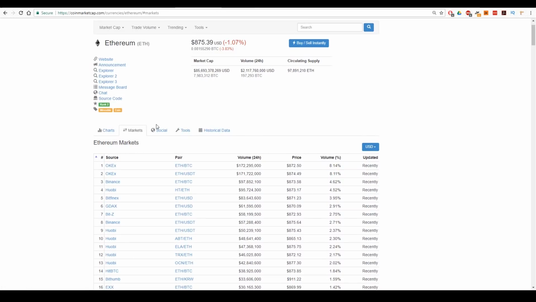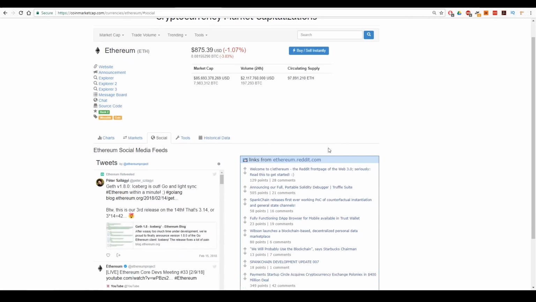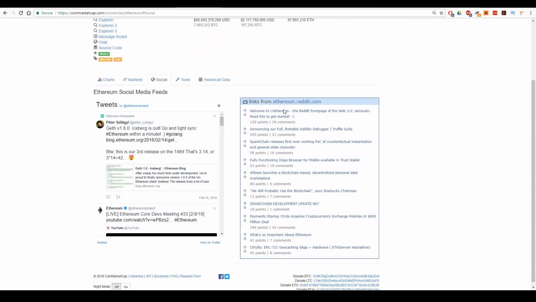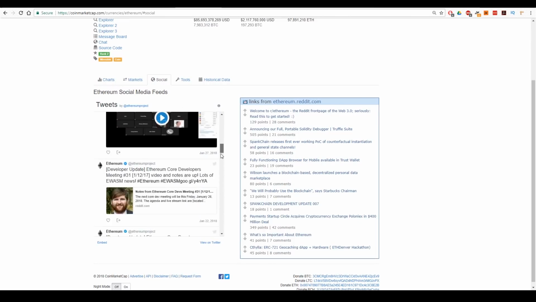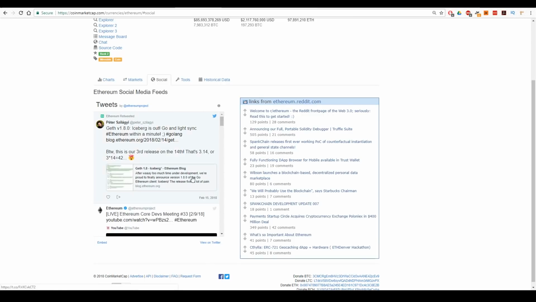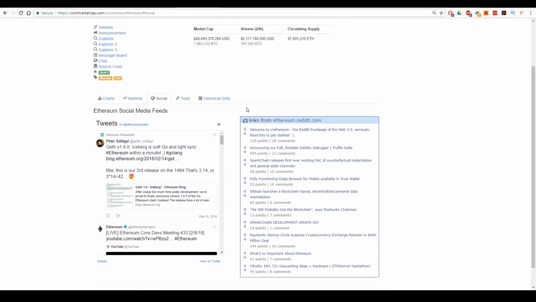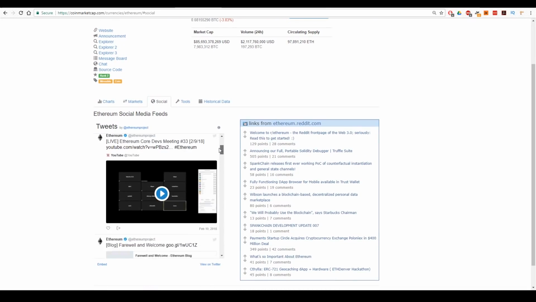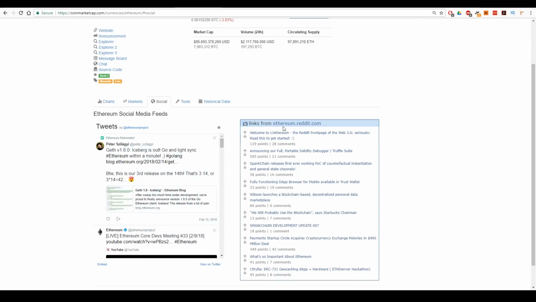So moving along, we'll look at social again. This has the official Twitter feed for Ethereum and the Reddit. This is great. You can scroll through Ethereum's Twitter feed instead of having to go to their Twitter page. You can see it right here, quick and easy. So if there's been a huge spike in the price, you might want to come here and see, has there been some significant news release? Has something really good happened? Has something really bad happened? And generally you'll see people talking about it over here as well.